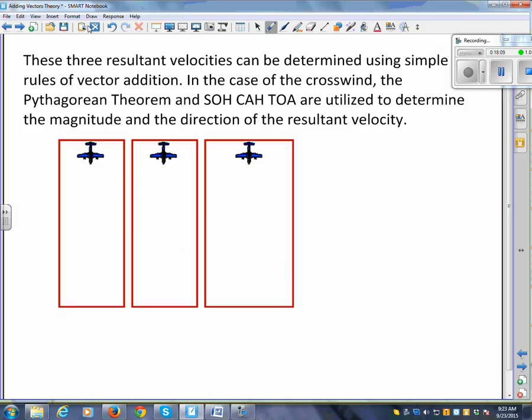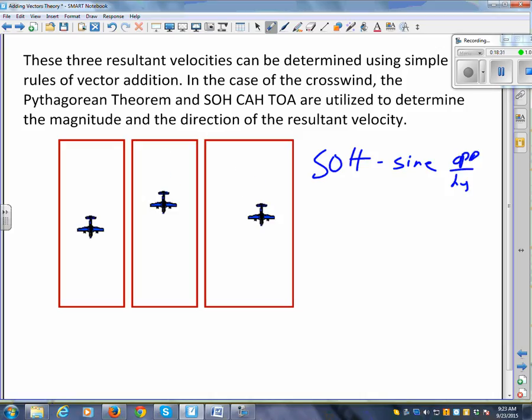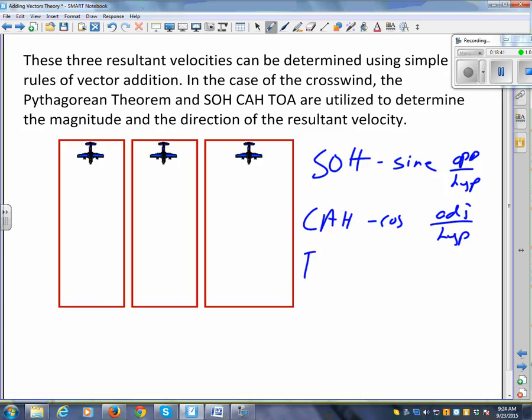Do you guys know what SOHCAHTOA stands for? Actually, I found out that maybe this isn't being taught, so maybe this might help you. Joel, help us out. SOH? Well, sine is O over H. Opposite over hypotenuse. CAH is cosine, adjacent over hypotenuse. And TOA is tangent, which is opposite over adjacent.